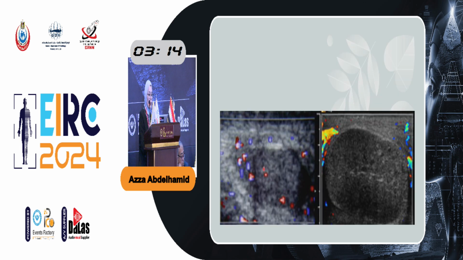Okay, malrotation, normal. What's the difference? This is testicular ultrasound. That's the normal. This one is edematous, lack of blood supply. So this is testicular torsion.